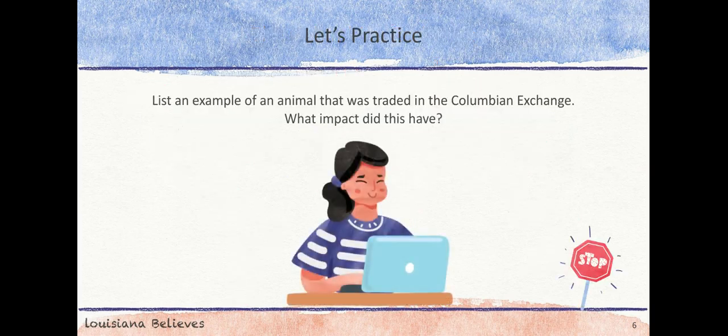Now you are ready to think about the impact of the Columbian Exchange on the world at this time. On your handout, list one example of an animal that was traded in the Columbian Exchange and explain how this has impacted the lives of Americans and Europeans. Pause the video to record your answers on your handout at the first stop sign, then hit play when you are ready to continue.